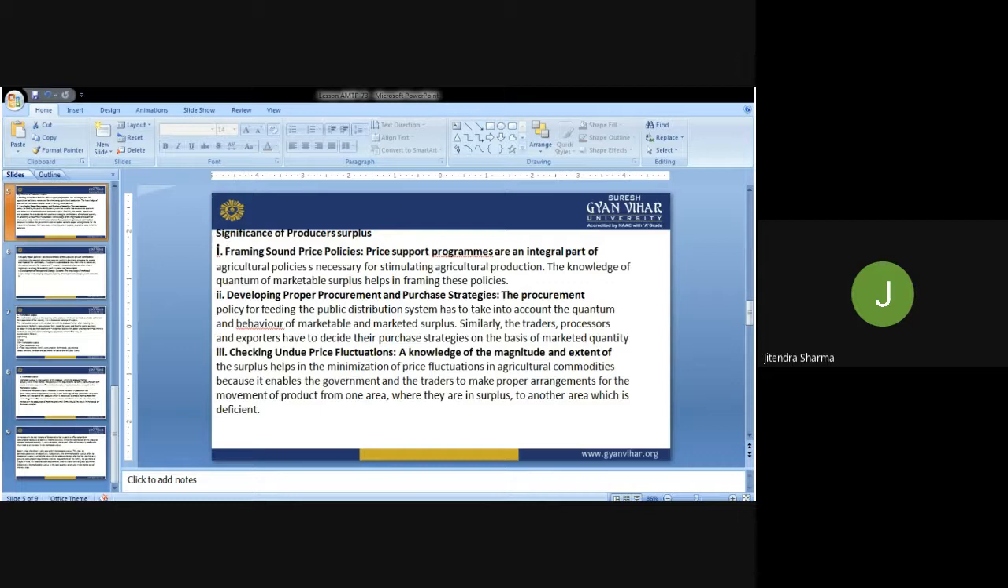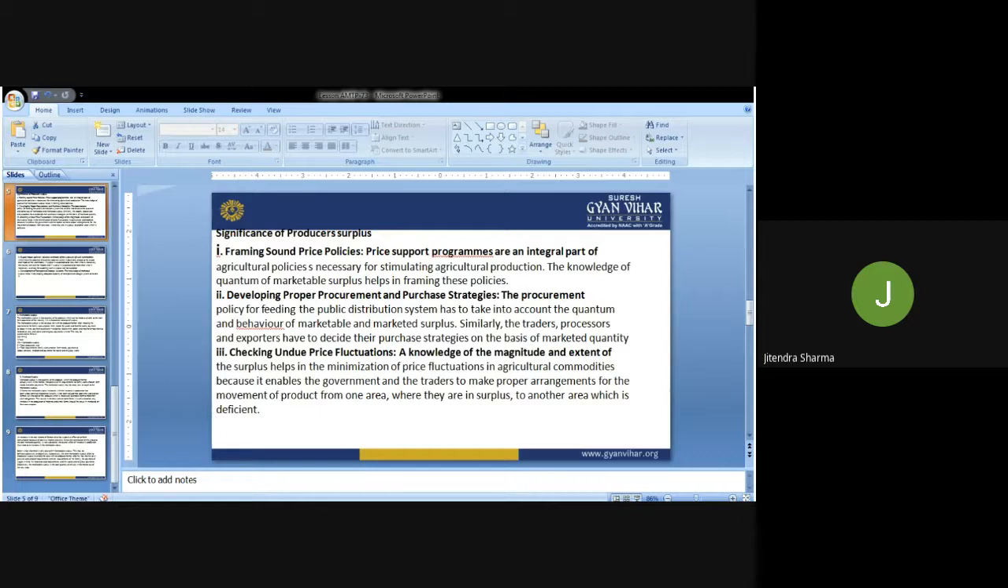And we know that there are certain horticultural products, for example sauce, ketchup, jam, and so on, that can be promoted in an area where we have a huge amount of producer surplus of this commodity. So this also helps in developing proper procurement and purchase strategies. They are to be decided by the government and the other agencies involved in the sector.